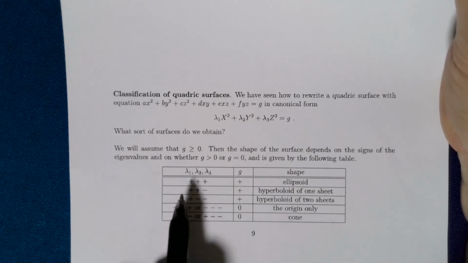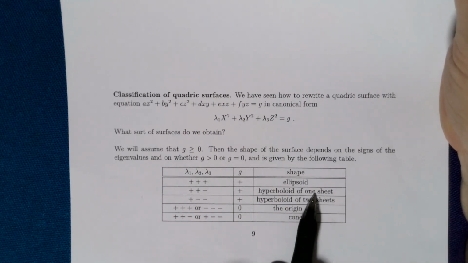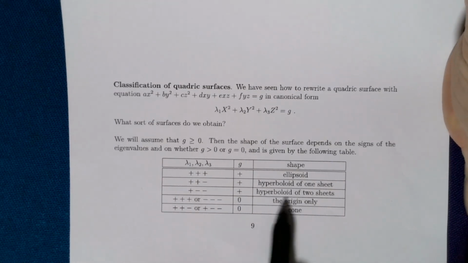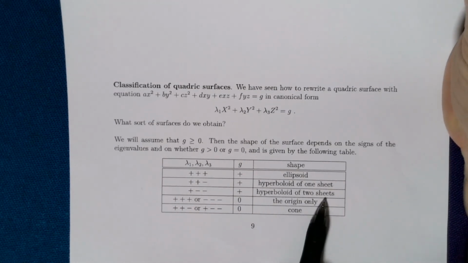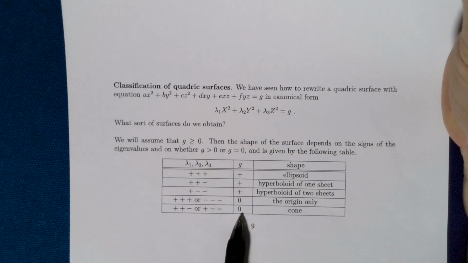We've seen that if 2 are positive and 1 is negative, you get a hyperboloid of 1 sheet. If you get 1 positive and 2 negative, you get a hyperboloid of 2 sheets. Now, if G was 0 and they're all positive or all negative, you only get the origin. If G is 0 and we get 2 positive, 1 negative, or 2 negative, 1 positive, then we end up with a cone.